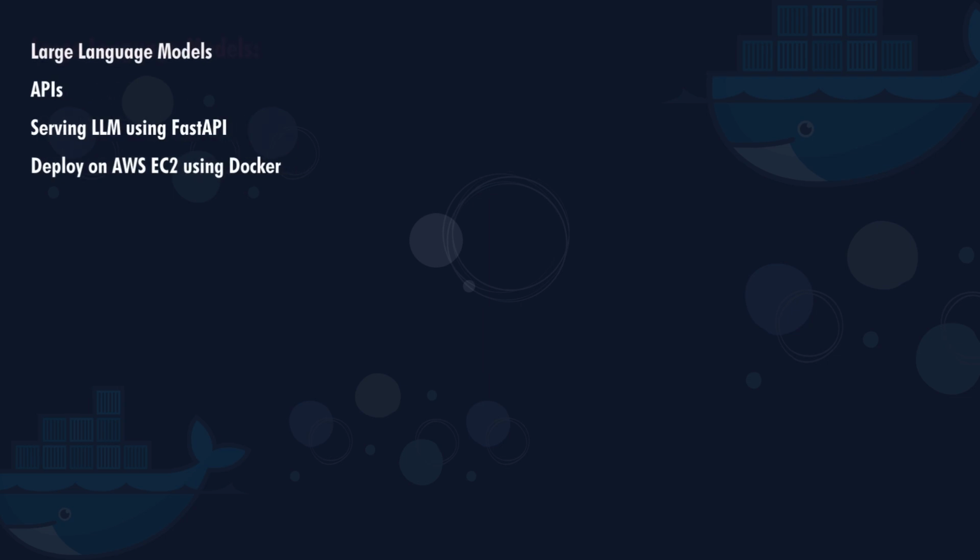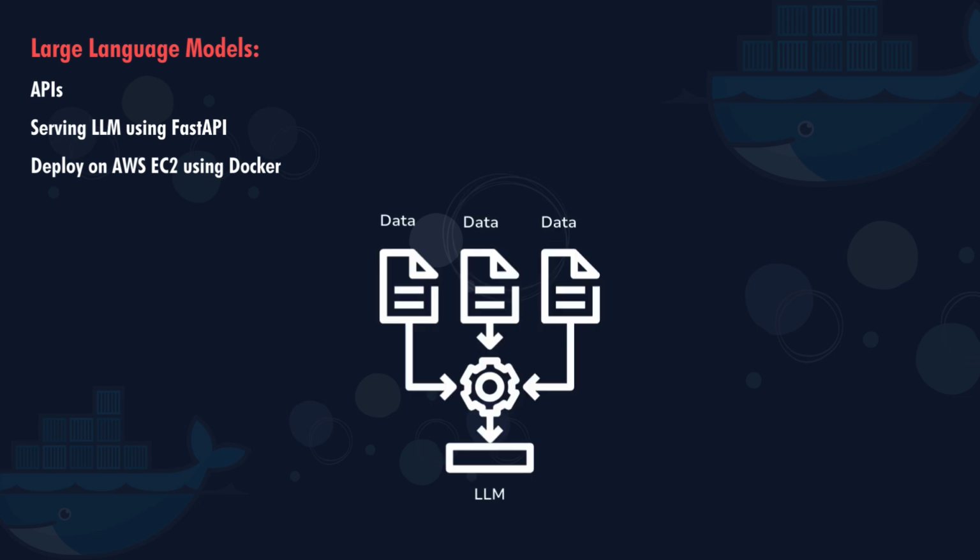First up, let's talk about large language models or LLMs. Think of LLMs as a super smart language system. They are like the brains behind chatbots, language translation tools, and even content generators. They are trained on massive amounts of text data to understand and generate human like text. Imagine having a conversation with a robot that can chat about almost anything. That's the magic of LLM.